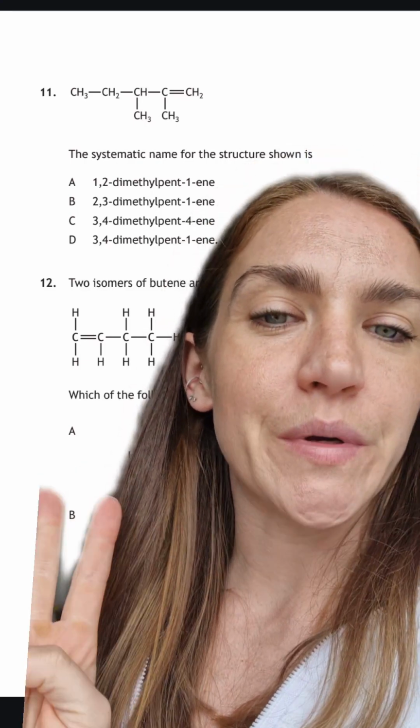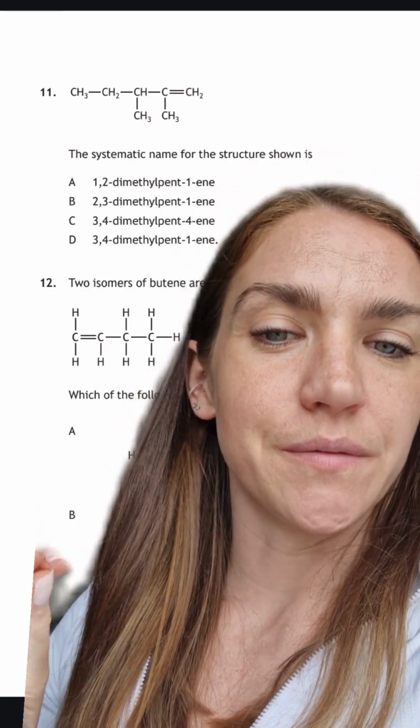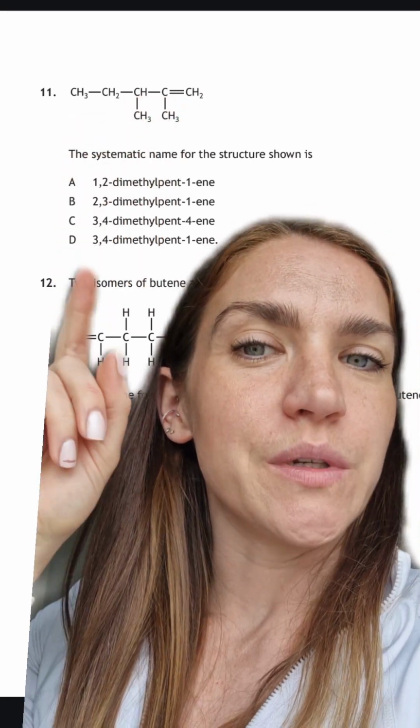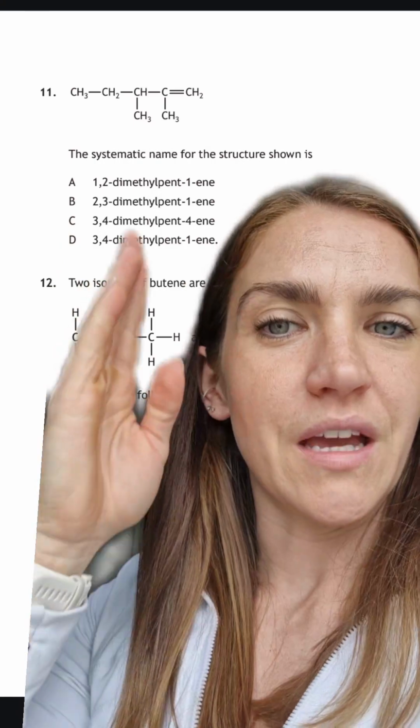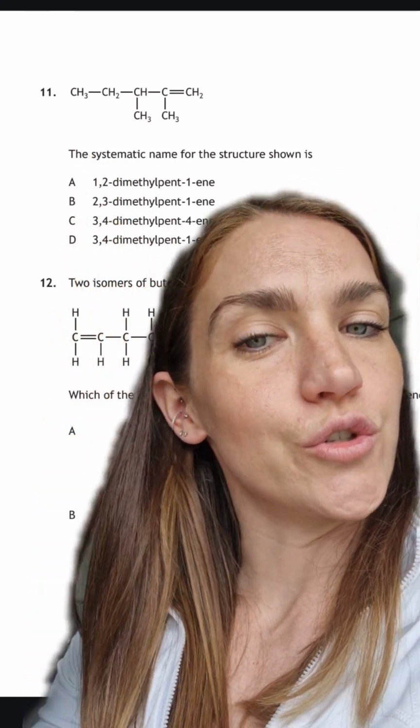The fourth thing to remember is that every branch needs its own number. So even if there were 2 branches on carbon 2, we would have to write 2, 2. And then it's dimethyl because there's 2 methyl groups.